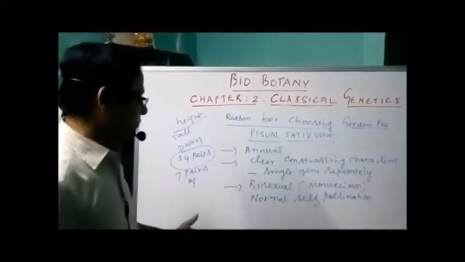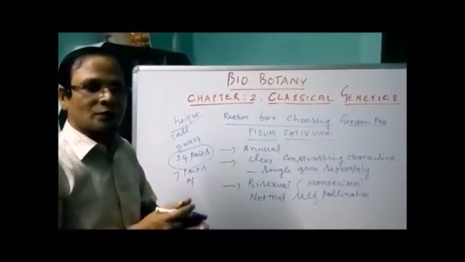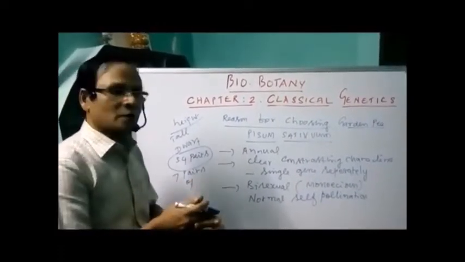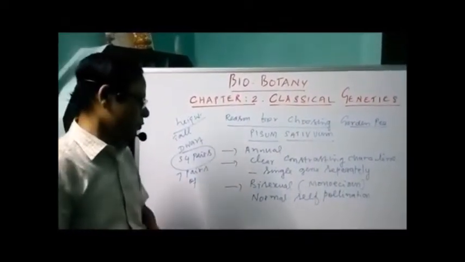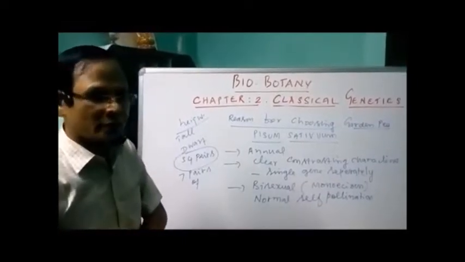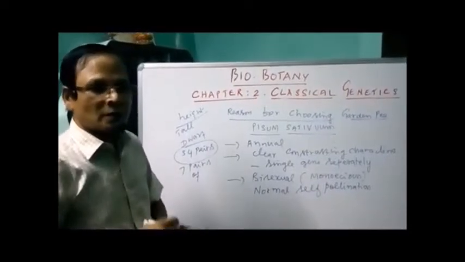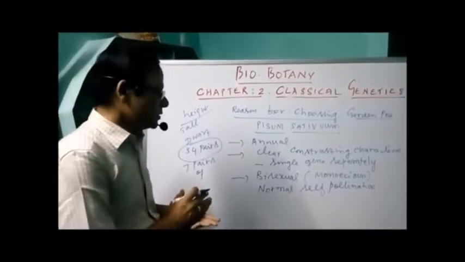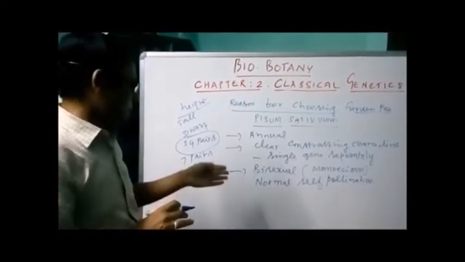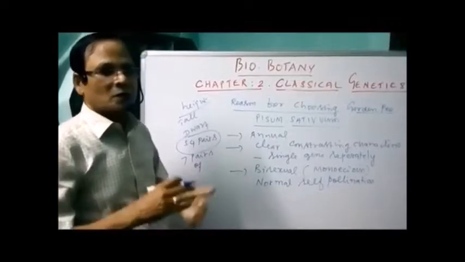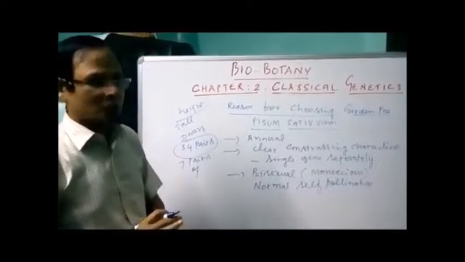So Mendel used this plant both for self-pollination or self-fertilization and for cross-pollination or cross-fertilization, as the plant is bisexual, having both male and female sex organs. Under normal conditions it is a self-pollinating, self-fertilizing plant. So it is easy for him to do the self-pollination process and the cross-pollination process.